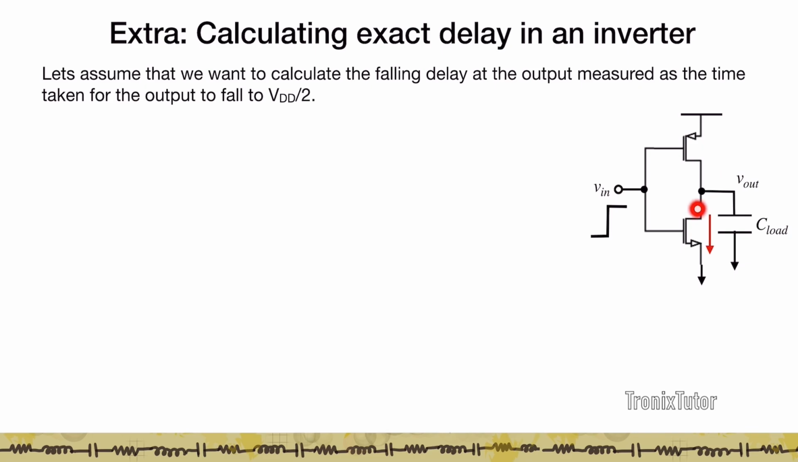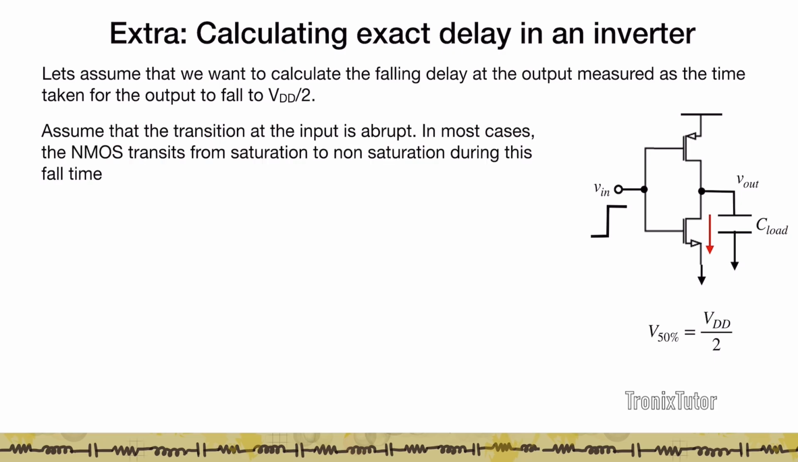So again, here I'm going to look at the NMOS current, because there is no PMOS current since the input has gone to VDD. I want to measure how long it takes for the output to fall from VDD to VDD by 2. So the NMOS, as we know, starts off in saturation and eventually moves out of saturation into the triode region. So at time t equal to 0, I know that VGS is equal to VDD and VDS is also equal to VDD. So the NMOS starts off in saturation.